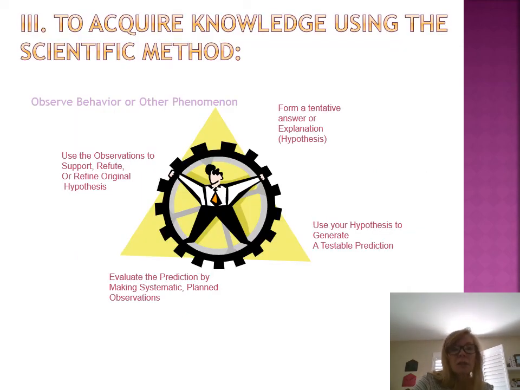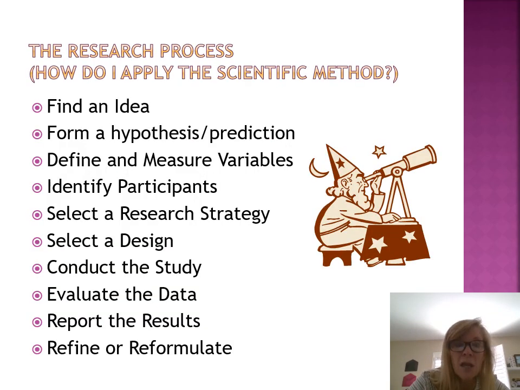Okay, now here's just a little graphic of the wheel of inquiry: observing a behavior or other phenomenon, forming a tentative answer or explanation, using your hypothesis to generate a testable prediction, evaluating the prediction using observations, with questions kind of being in the middle. I've already talked about this in the last study, but how does that convert to actual behaviors in science? Well, this can be found in the cover of your textbook, and I'd like you to be familiar with this. Again, these aren't necessarily always steps that are done in a linear fashion.